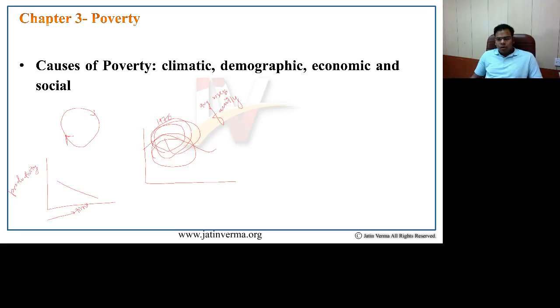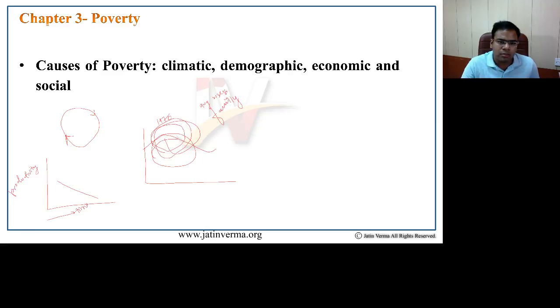Here the problem of bonded labor comes up, in which generation after generation a person is bonded to certain work in a certain family. The bargaining power decreases, and henceforth the chances that he or she would come out of the vicious cycle of poverty become bleak. So with that, I would like to end the causes of poverty.